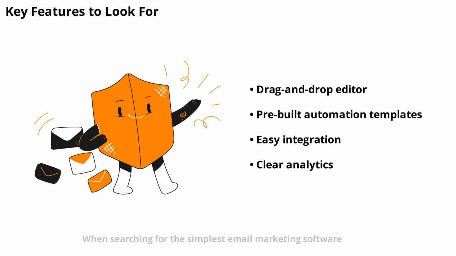When searching for the simplest email marketing software, there are a few key features to keep in mind. First, look for drag-and-drop editors that make designing emails a breeze. Next, check for pre-built automation templates, which allow you to set up sequences without starting from scratch. Integration with your website or e-commerce platform is also important for seamless subscriber management. Finally, make sure the software offers clear analytics so you can track your results easily. These features help ensure that your email marketing stays simple and effective.